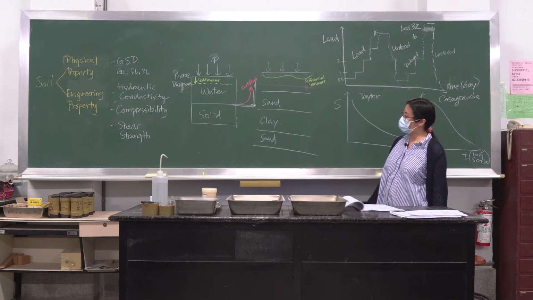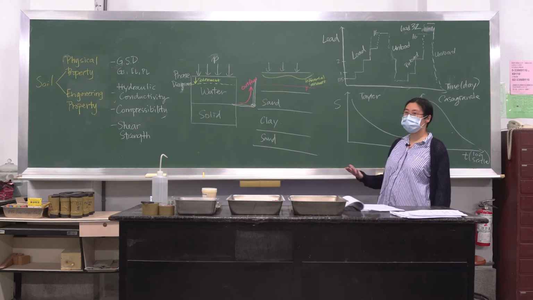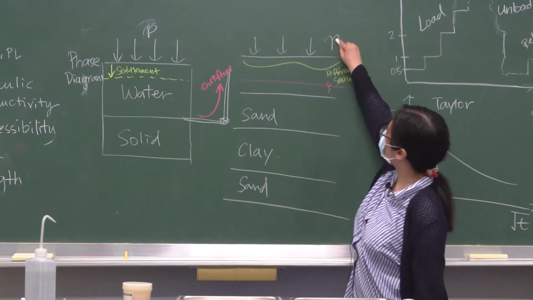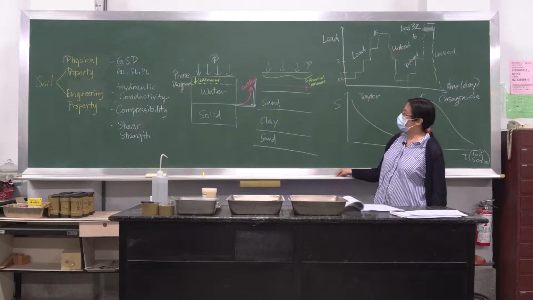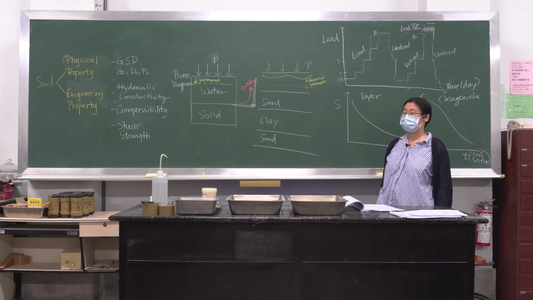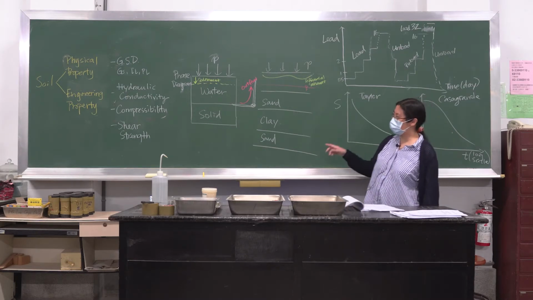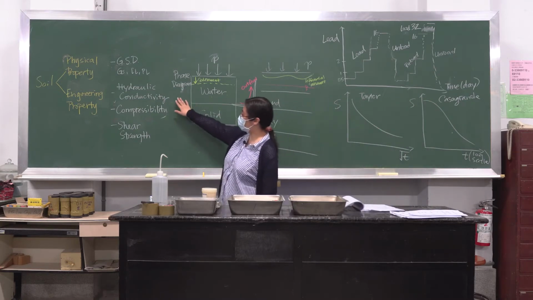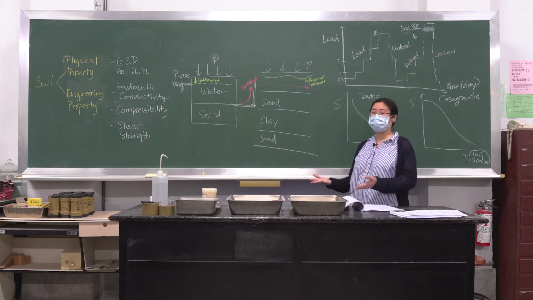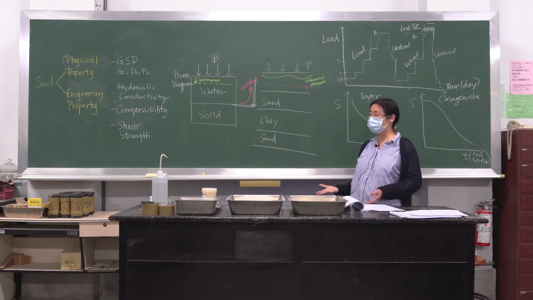So why do we need to consider compressibility? Again, because we want to evaluate how much settlement we would expect if you apply certain loading to your site. There are several issues associated with settlement. First of all, depending on the hydraulic conductivity, which you determined last week, the rate of settlement may be different depending on the type of soil you have.